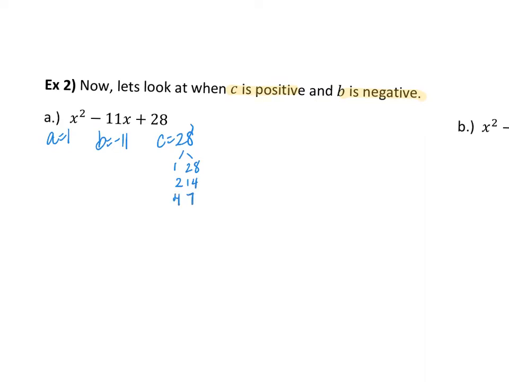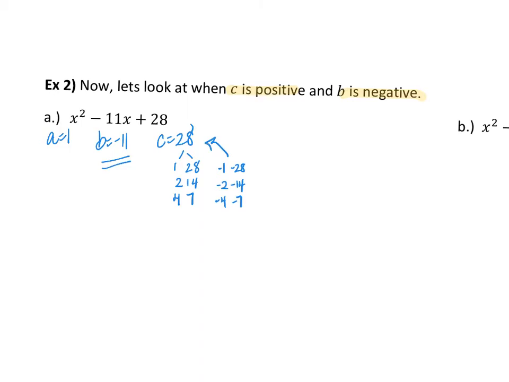But the only difference now is we need them to combine to be a negative 11. So we know when we add all of these factors up, none of them are going to give you negative 11. But since it's a positive, the factors would include also negative 1 and negative 28, negative 2 and negative 14, and negative 4 and negative 7. Because when you multiply two negatives, you still get that positive.